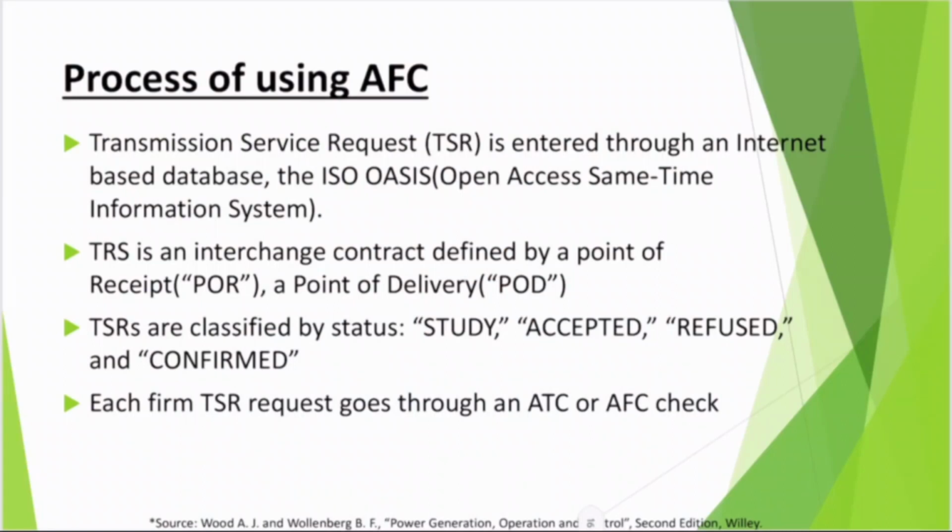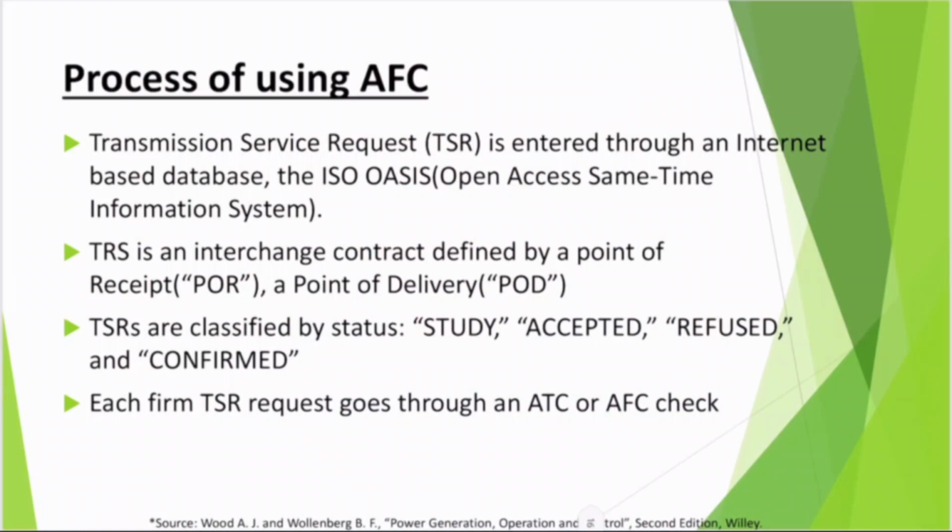Now, in the process of using AFC, a transmission service request, TSR, is entered through an internet-based database of the ISO. We call it OASIS, Open Access Same-Time Information System. A TSR is an interchange contract defined by a point of receipt, POR, or point of delivery, POD. TSRs are classified by status: study, accepted, refused, and confirmed. Each TSR request goes through an ATC or AFC check.